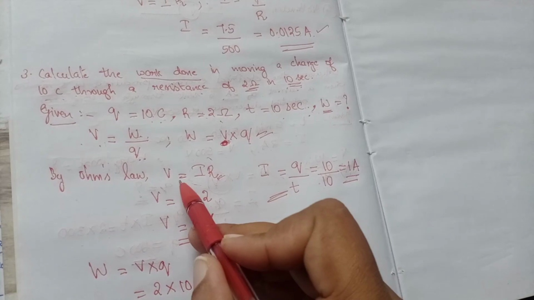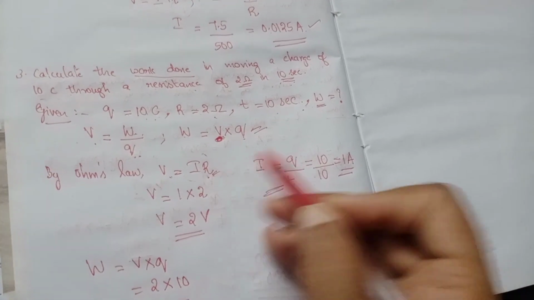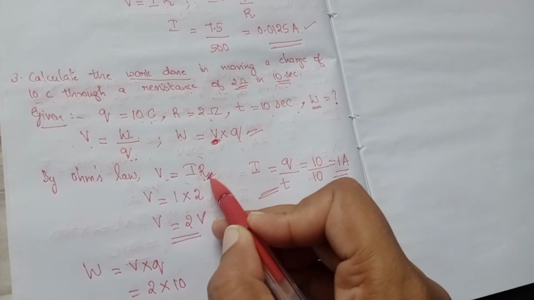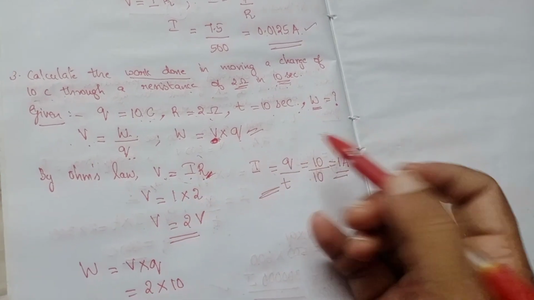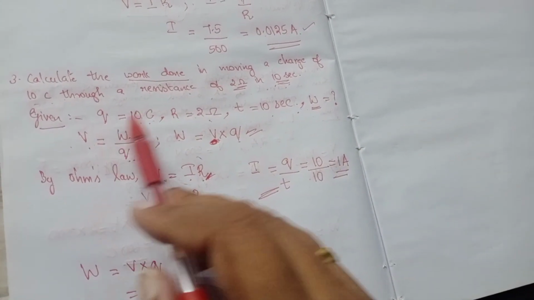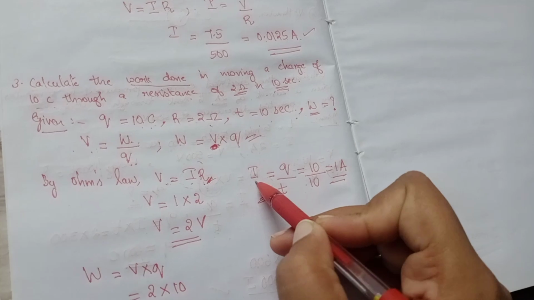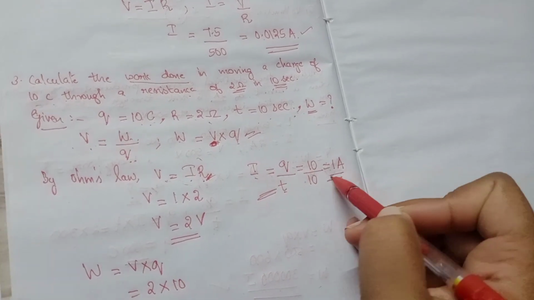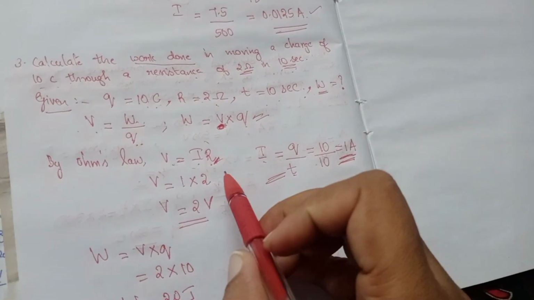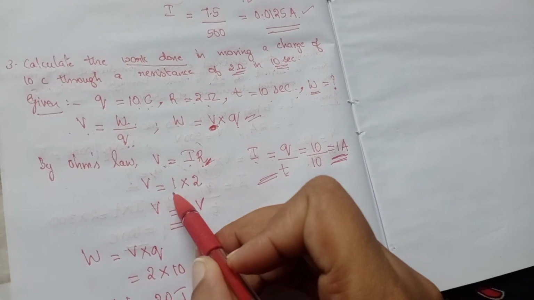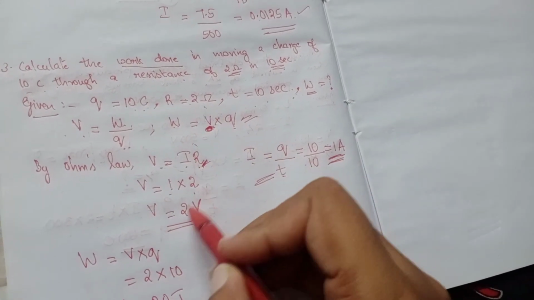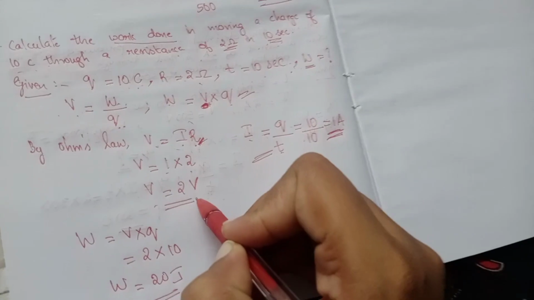But in the question we don't know what is the value for voltage. So by Ohm's law we know V is equal to I into R. Again we know only the value for R. The I value is not given. But instead of that we have the value for Q and T. From that we can write I is equal to Q by T. From this we will get the value for I as 1 amp. So substituting the value I is equal to 1 and R is equal to 2 ohm, we will get the value for voltage as 2 volt.